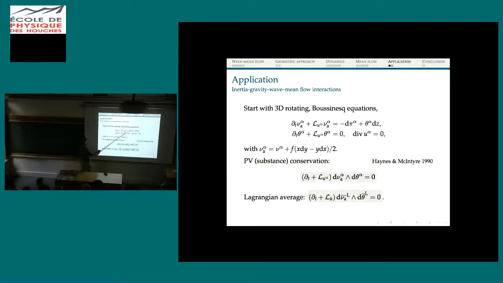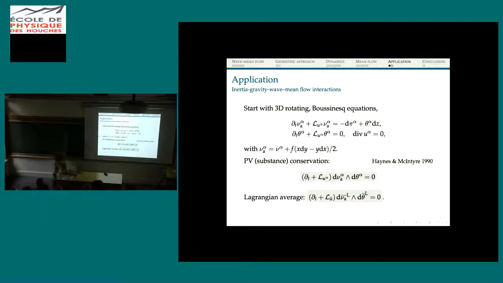So we have this pressure-like term. And then this is the buoyancy term, right? And then the dz here is the one-form version of the vertical vector. So this is the momentum equation. We have an equation for the buoyancy or the temperature, which is just advection by the flow, and then the flow is divergence free.